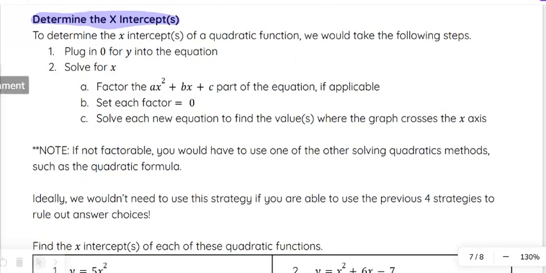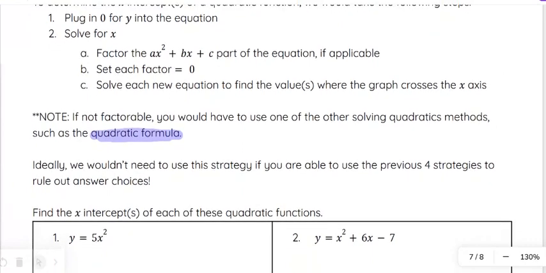Now, typically that's going to use either the square root method or factoring. But if it can't be factored or it can't use the square root method, then you may have to use the quadratic formula. So that's why this one is really not the most efficient option, and ideally you wouldn't use this unless you absolutely had to.